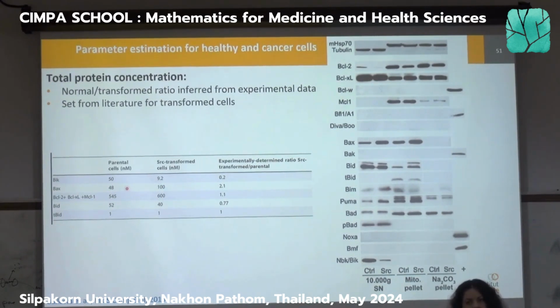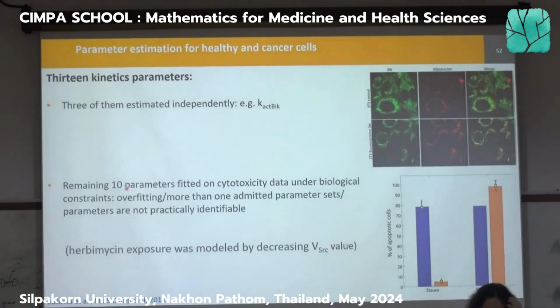So now that we have the total concentration, we need to estimate the kinetics parameters. So the model has 13 kinetics parameters, which is quite a lot to estimate. So for 3 of them, it was possible to estimate them one by one, which is of course the most precise thing we can do. So for instance, for the activation of B, we were able to use the timeline of this experiment to estimate the single parameter CAC.